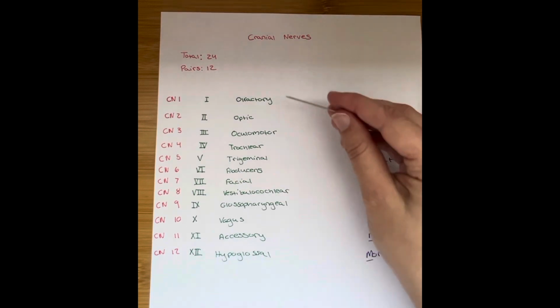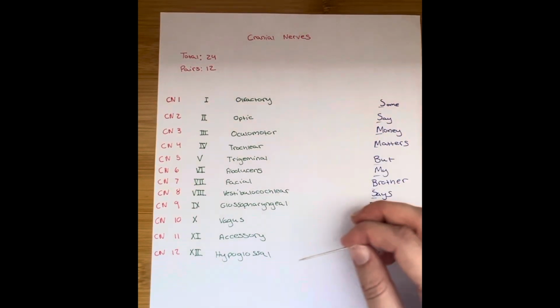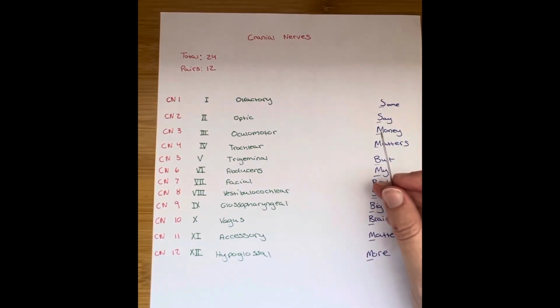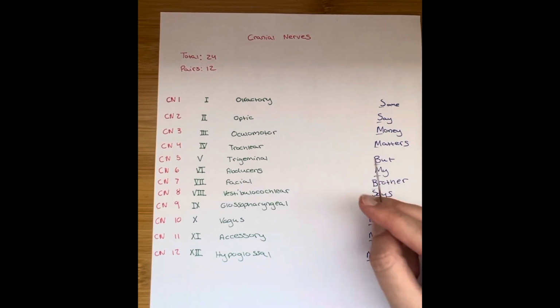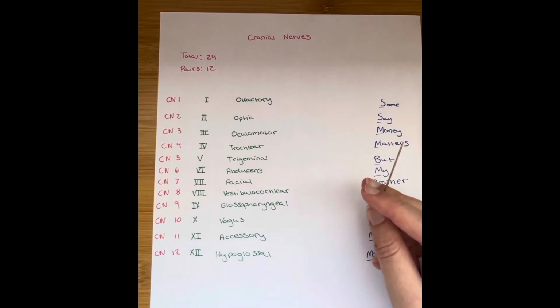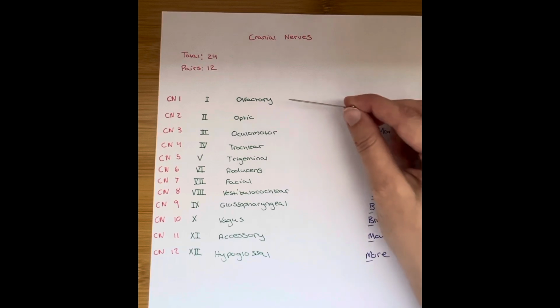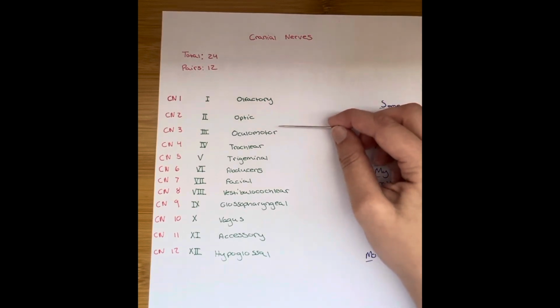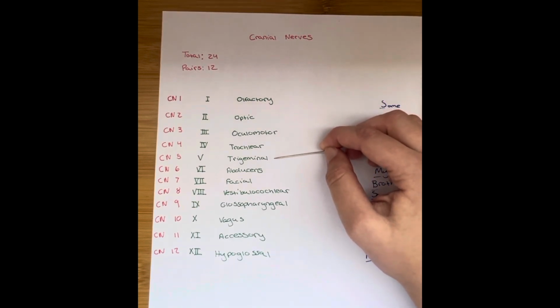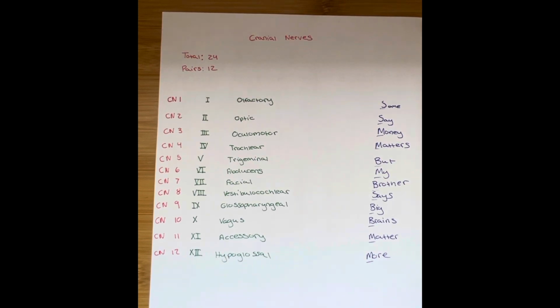Now, here are their names. There are many mnemonics to memorize these. The one I've used is a little PG-13, so I'll let you look that one up on Google yourselves. But here are the names. We have olfactory, optic, oculomotor, trochlear, trigeminal, abducens, facial, vestibulocochlear, glossopharyngeal, vagus, accessory, and hypoglossal.